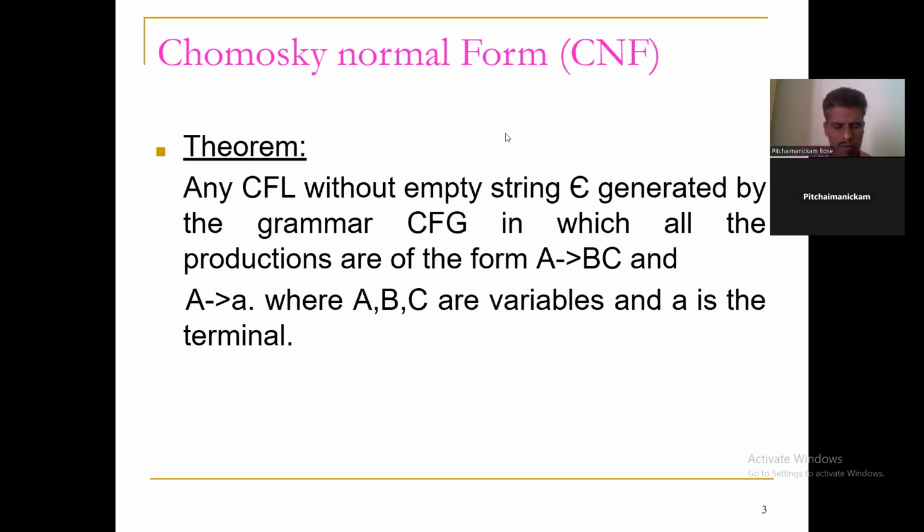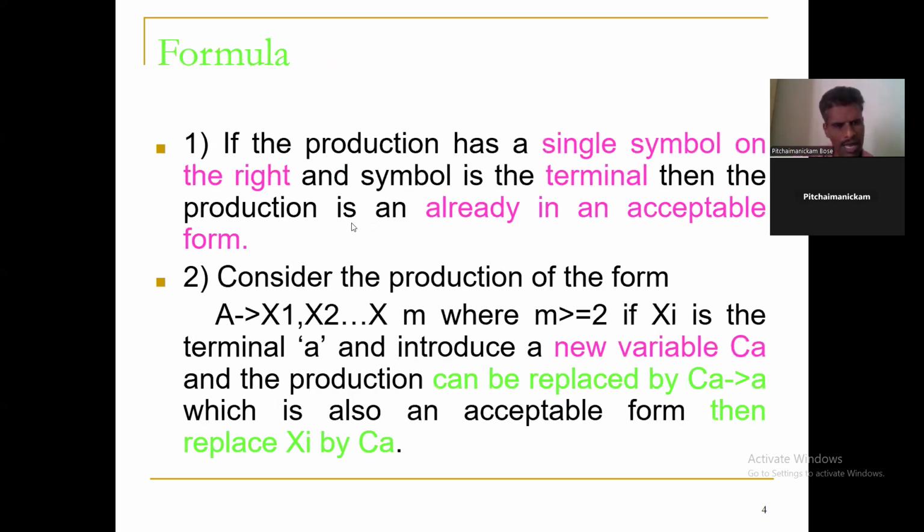What do we mean by Chomsky normal form? Any CFL without the empty string can be generated by a grammar CFG in which all the productions are of the form A derives BC or A derives a. What is the meaning of this? Here, capital A, capital B, capital C are variables and small a is a terminal. This is the theorem statement. Just note it down.